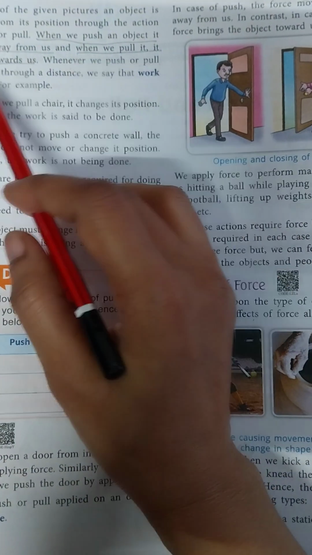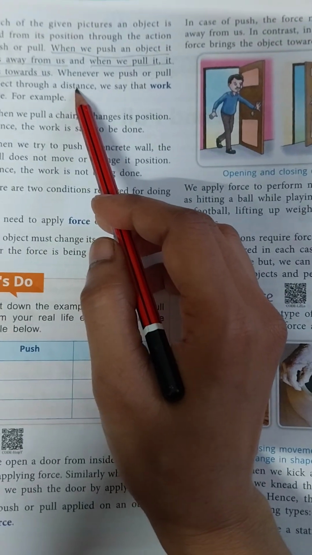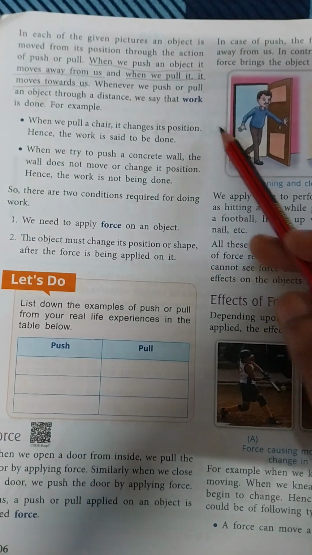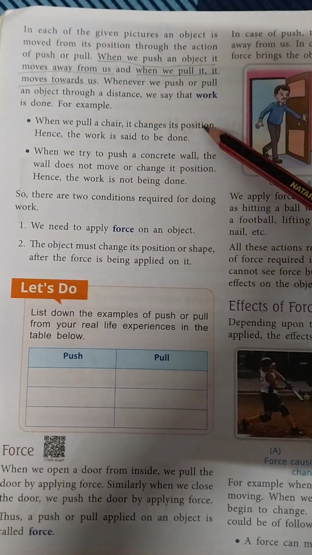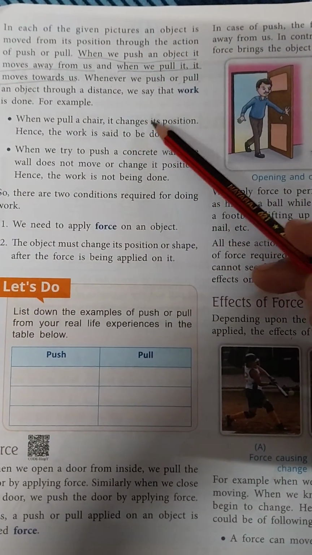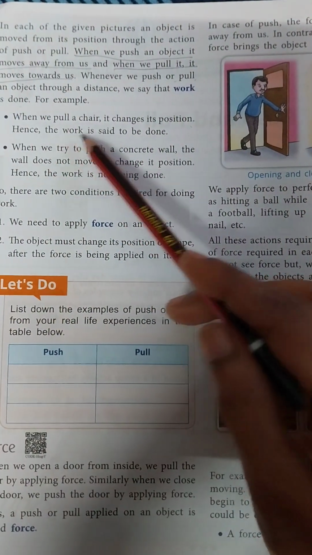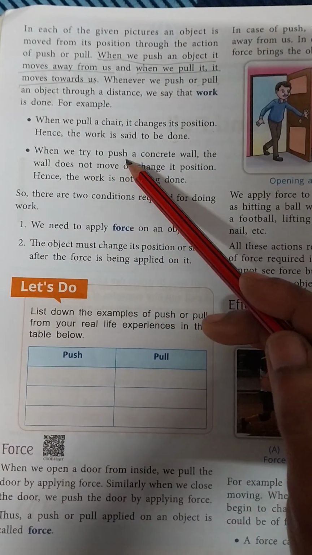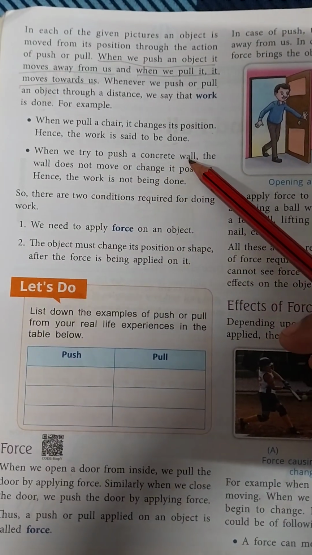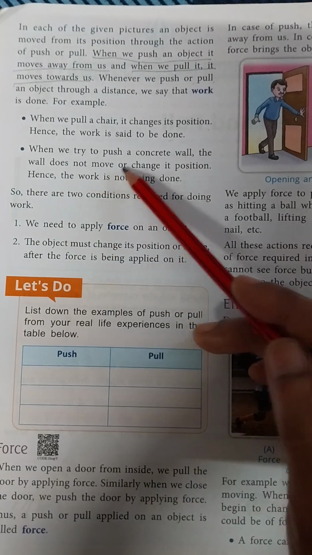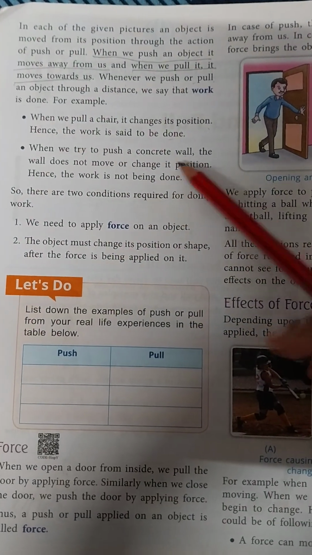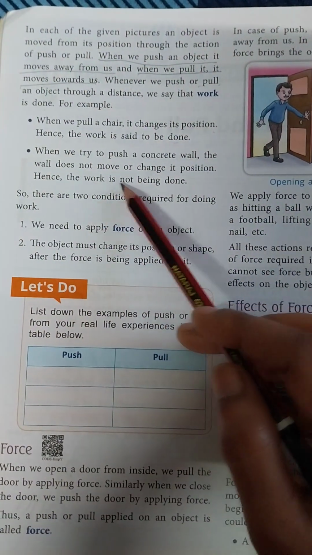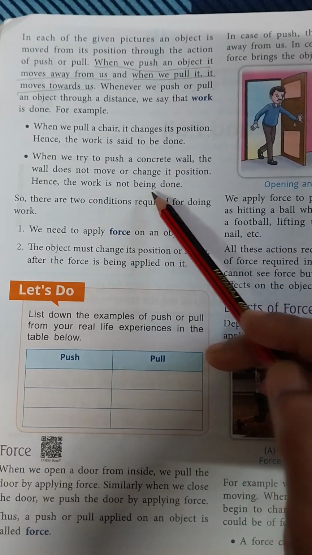So whenever we push or pull, let us underline, this is also important. Whenever we push or pull an object through a distance, we say that work is done. Okay, so let's understand it with an example. When we pull a chair, it changes its position. Hence, the work is said to be done. When we try to push a concrete wall, the wall does not move or change its position. Can you change the position of the wall by pushing it? No. Hence, the work is not being done.